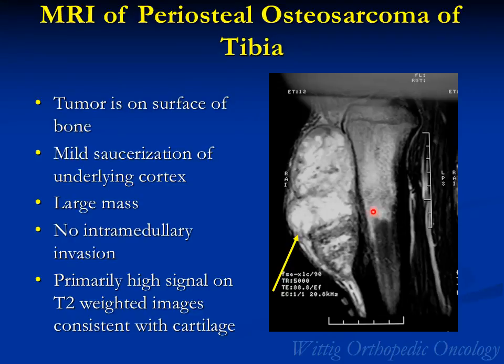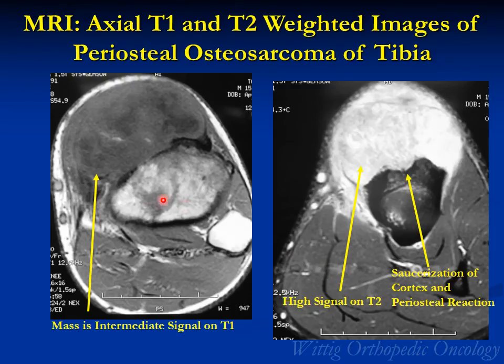This is an MRI of the same periosteal osteosarcoma of the tibia. There's mild saucerization of the underlying cortex. There's a large mass. There's no intramedullary invasion. It's primarily high signal on T2 weighted images, which is consistent with a cartilaginous type tumor or a chondroblastic tumor. Again, in the MRI of periosteal osteosarcoma of the tibia, T1 intermediate signal, heterogeneous in nature. It's applied to the surface of the bone. It's scalloping the surface, very high signal on T2.